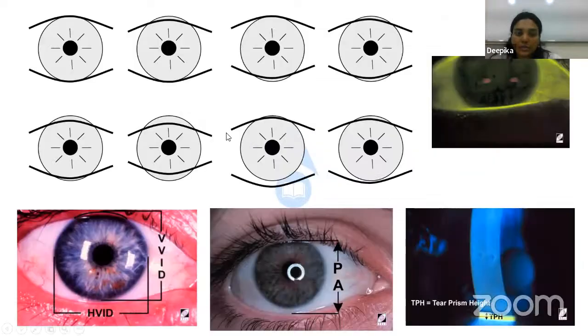Here we have the first picture representing the lid tonicity of the patient, where a very large eyelid can't be given for the patient. The second is the T-beauty. Next comes the HVID and VVID, and also the palpebral fissure height.